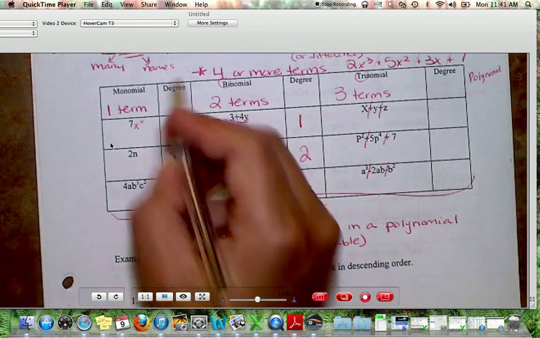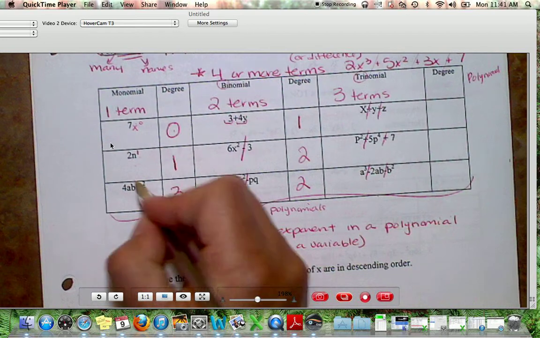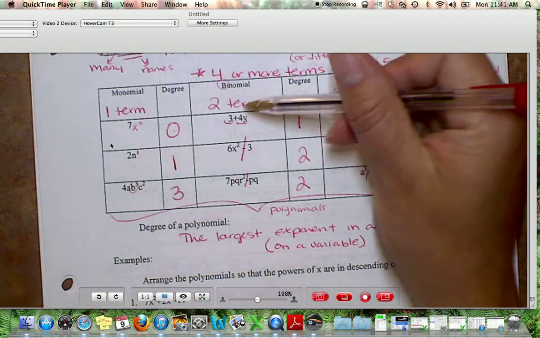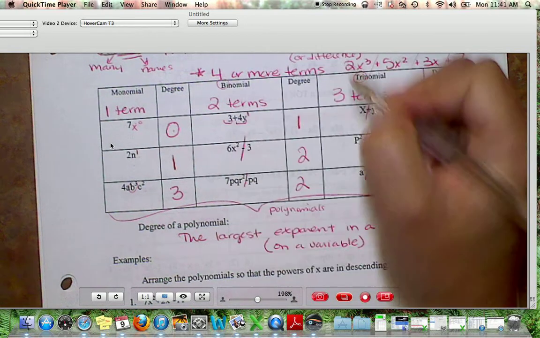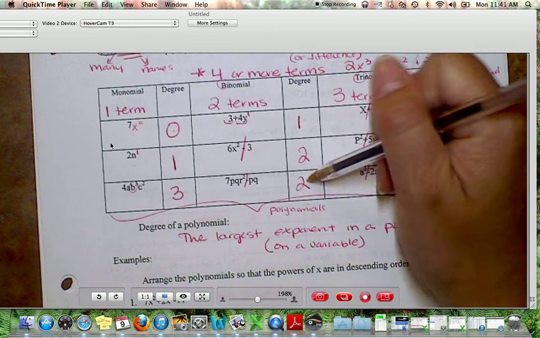The n has no exponent, but it's understood to be 1. So that's why that's 1. And then if there is an exponent, then it's easy to see why that's 3. Neither of these have exponents, but this one would be y to the first. So that's 1, x to the second, and r to the second, that's the second.